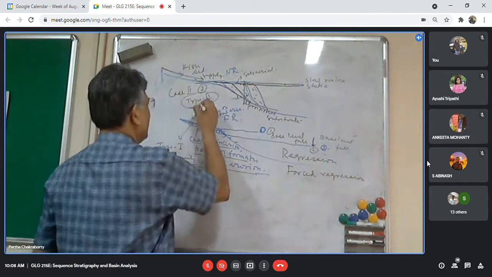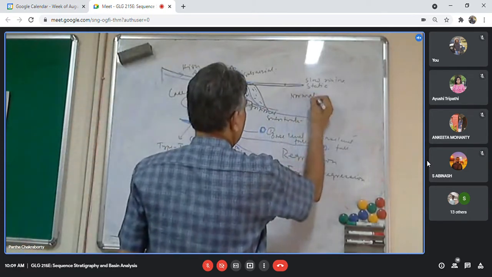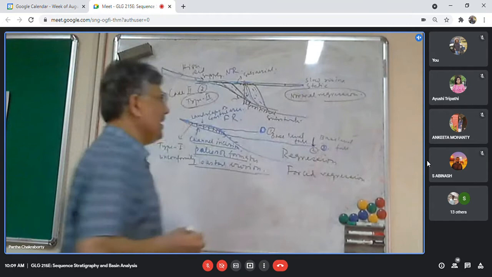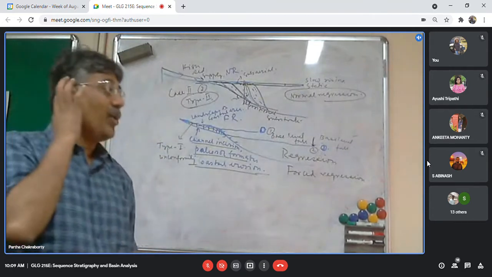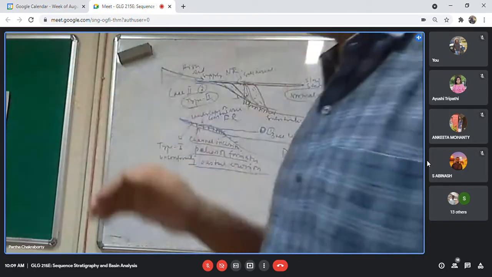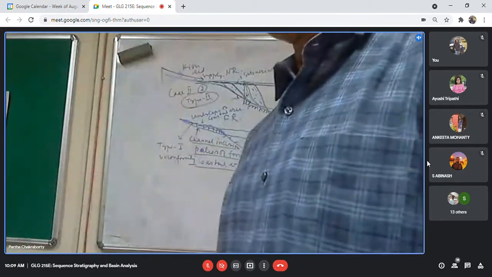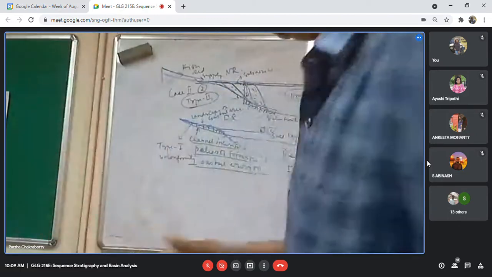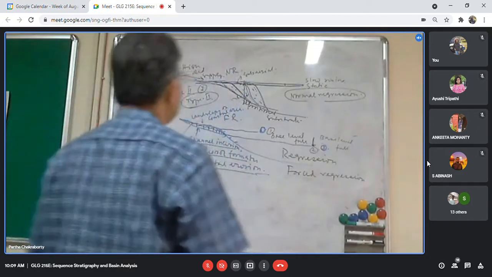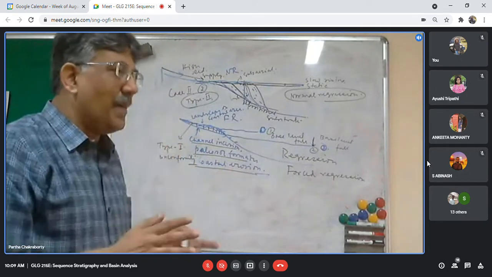We call this kind of unconformity a type 2 unconformity, which is the product of normal regression. I discussed the definition of normal regression earlier: the base level is not falling, it is either static or slowly rising, but the sedimentation rate is so high that it always exceeds the rate of accommodation generation. This is the fundamental difference between a normal regression and a forced regression.